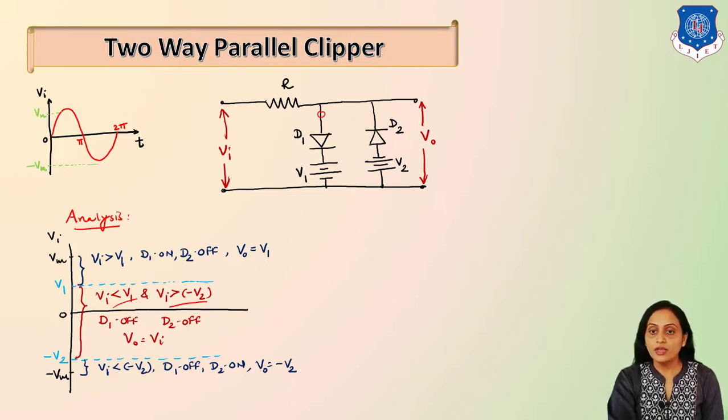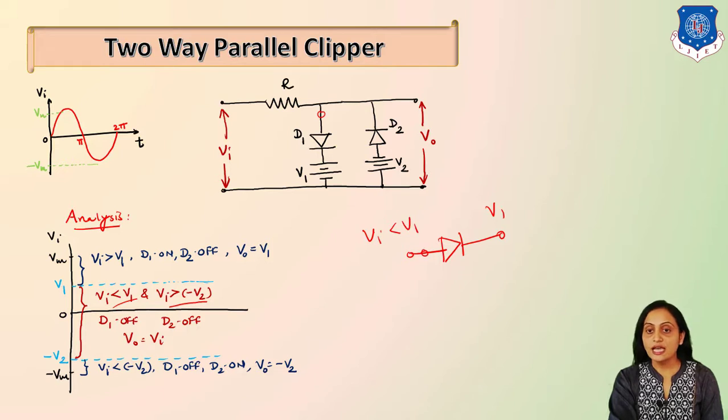So for diode D1, you just consider that at the cathode we have terminal V1, and at the anode we have the input voltage, which is less than V1. So we can say that this anode terminal is at a lower potential than the cathode terminal, and that is why this diode D1 is off, or in reverse bias.